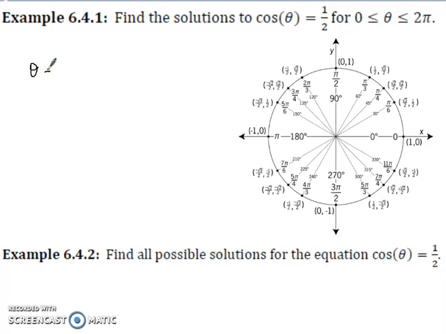So we should be looking for theta values of pi over 3 and of 5 pi over 3. Those are my solutions in my 0 to 2 pi interval, which means all possible solutions would be pi over 3 plus 2 pi k, or theta could equal 5 pi over 3 plus any number of rotations around the unit circle, and those would be the values of theta that we can use to get a cosine of 1/2.